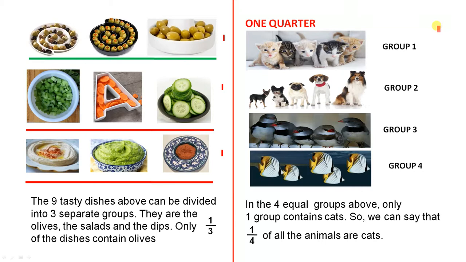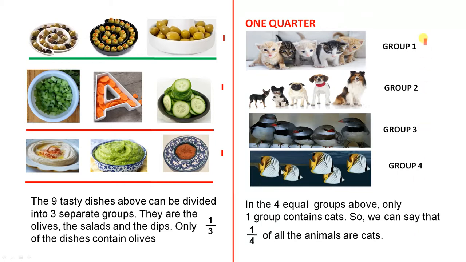Let's look at the fraction of 1/4. Here we have group 1, which has 5 cats. Group 2, 5 dogs. Group 3, 5 birds. And group 4, 5 fish. In the 4 equal groups above, only one group contains cats. So we can say that 1/4 of all the animals are cats.